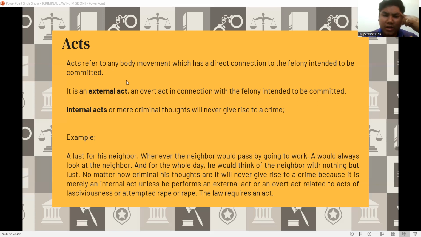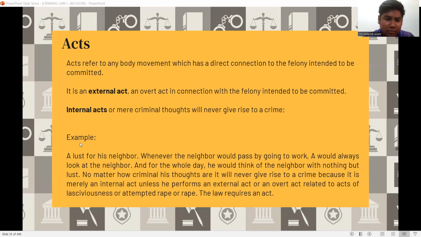But if you merely thought of rape, for example, you desire a woman and you thought of raping or kidnapping her, okay? You are not liable. Why? Because these are mere criminal thoughts only. Okay? It will never give rise to a crime. It will give rise to a crime when there are overt acts or when you have committed the crime.